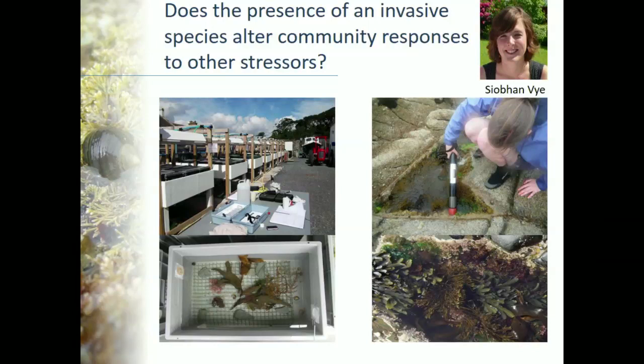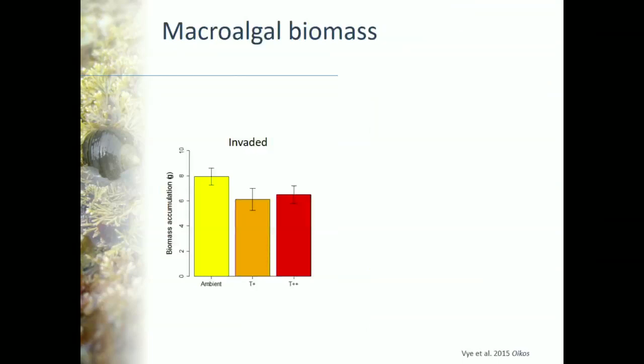Only in half of all of these, she included a common invasive species, Sargassum muticum. And in the other half, we had one that looks a bit like it, morphologically similar, because we didn't want to have something completely different. We just wanted to test for the presence of the invasive species. And in this, Siobhan had three temperature treatments and three nutrient treatments. She wanted to see how the system was with the presence of an invasive, and how that affected their ability to respond to other stressors.